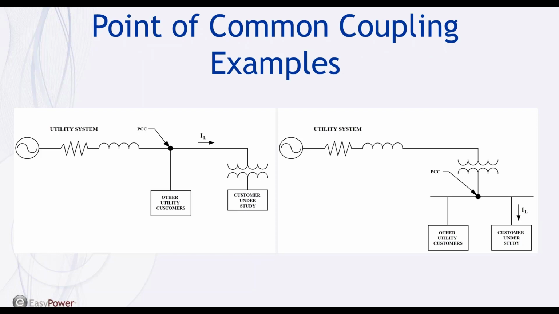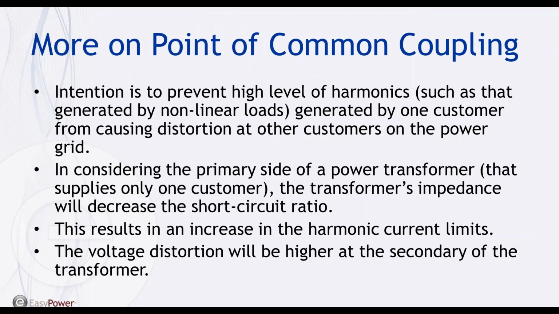So here we have a couple of diagrams of the location of the point of common coupling, and you'll notice the point of common coupling is basically the point at which another customer could be served. So you can see the different types of scenarios we have. More on the point of common coupling: the intention of having it is to prevent a high level of harmonics, such as that generated by nonlinear loads, generated by one customer from causing distortion at another customer on the power grid.